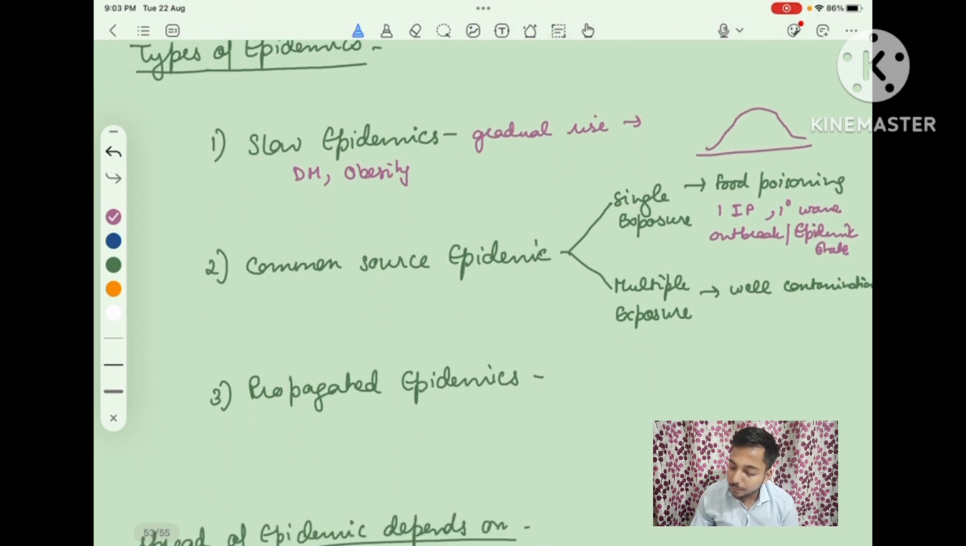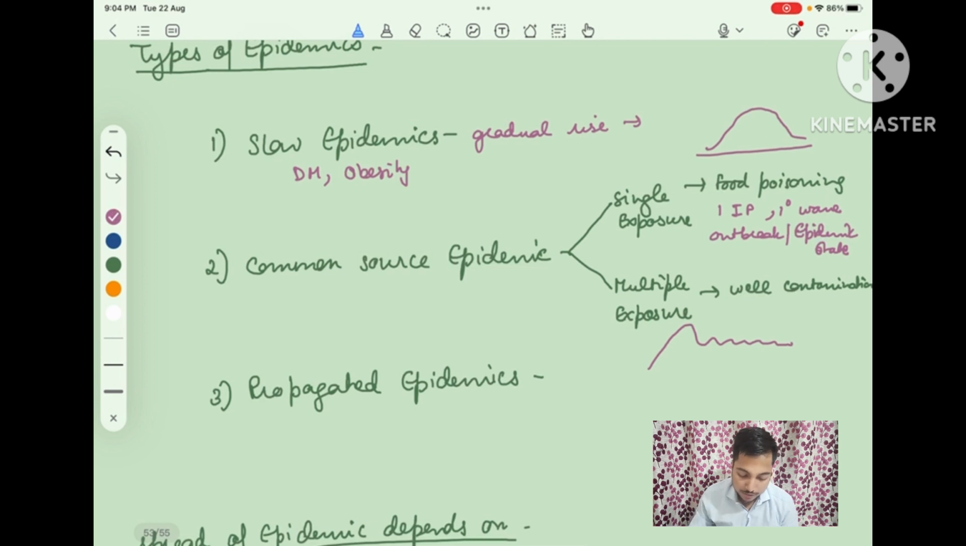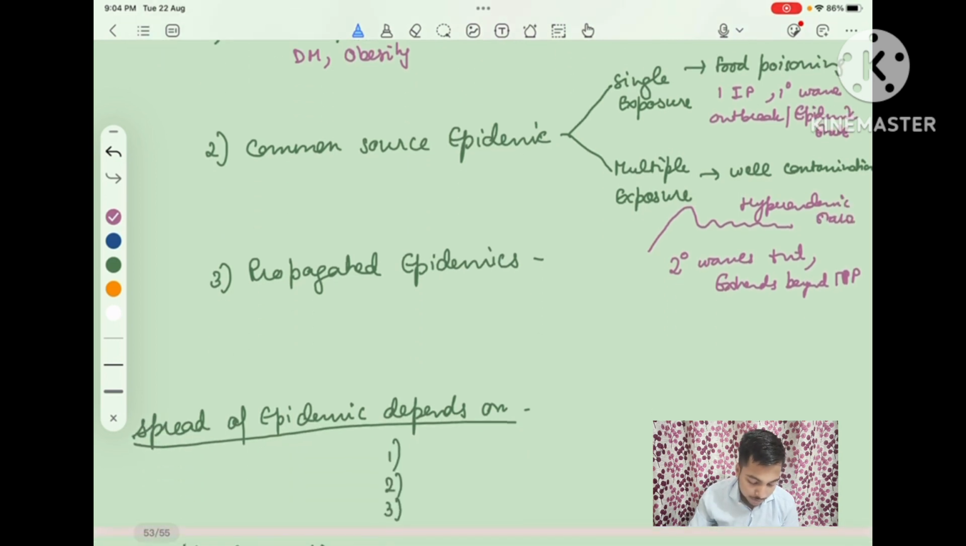Then comes the multiple exposures, where you have another example like a contaminated well, where multiple times from the same well there will be exposure. So now in this case you can get multiple waves like this. So here secondary waves are present and they extend beyond one incubation period. These can be hyperendemic states.